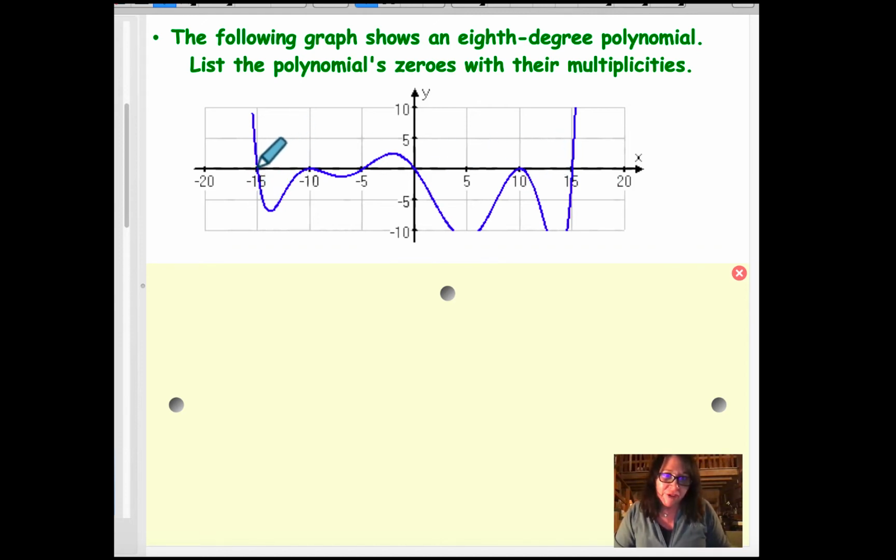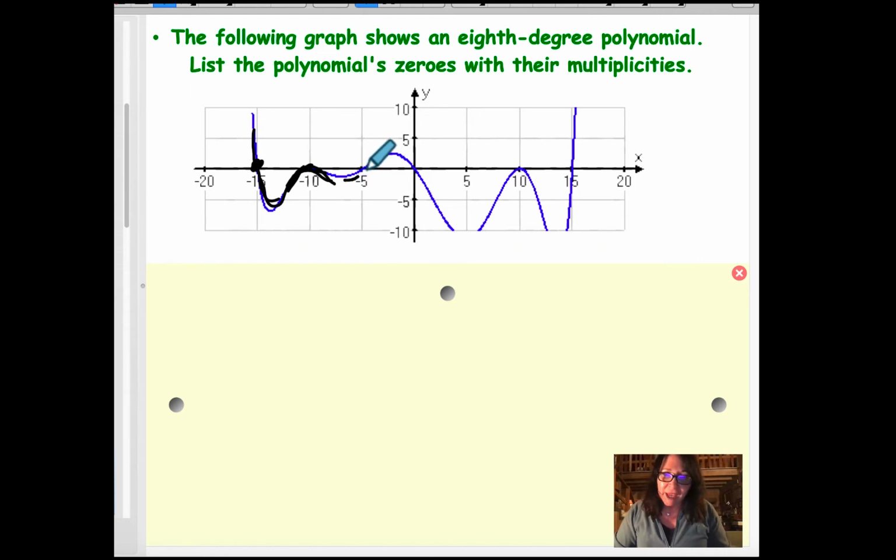But I do have a 0 at negative 15, and it goes through, which means that my multiplicity is 1. I do have a 0 at negative 10, which means that my multiplicity has got to be even. So that means there's 2 at negative 10. So at negative 15, it's going through. At negative 10, it's twice, so it's going to bounce off, so it's an even number.